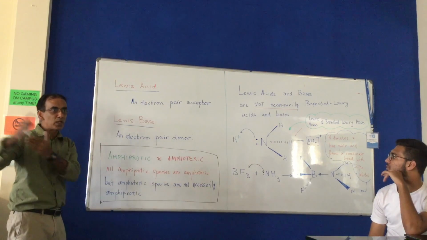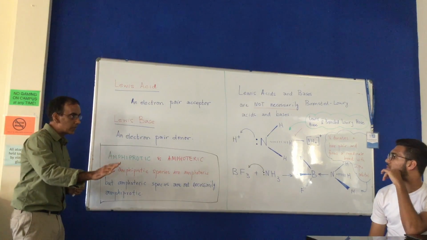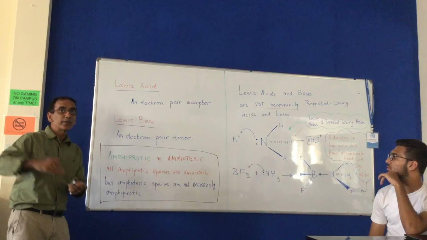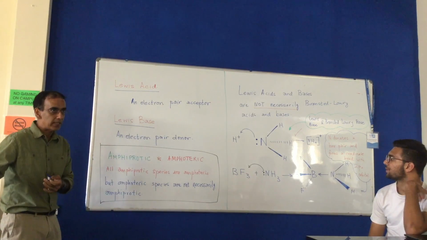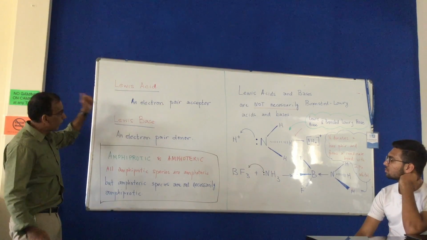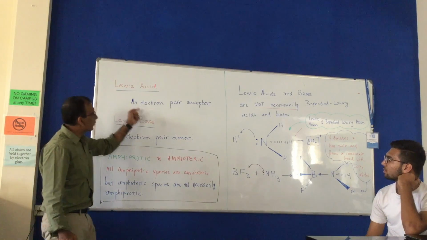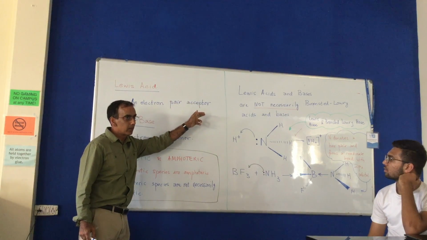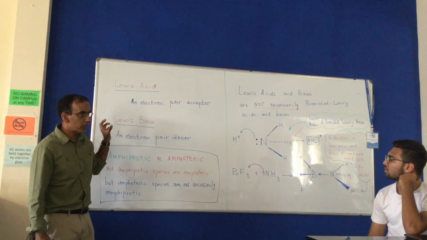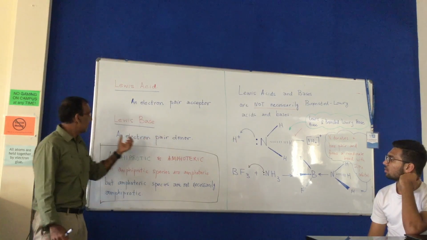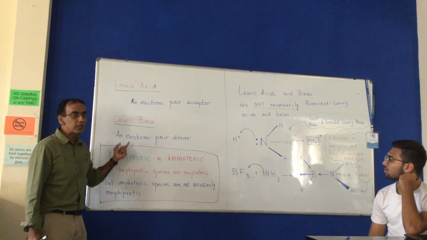See, beyond Bronsted and Lowry, now not going back to Arrhenius, but beyond Bronsted and Lowry, further development of this idea came from Lewis. And Lewis defined an acid as an electron pair acceptor. Not something that accepts a proton, but that accepts an electron pair. And a base as an electron pair donor.